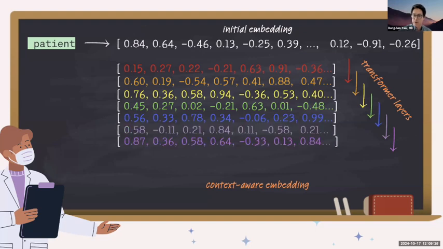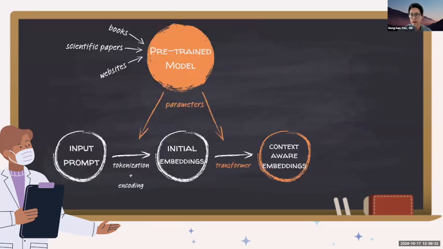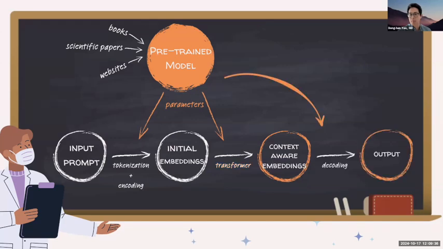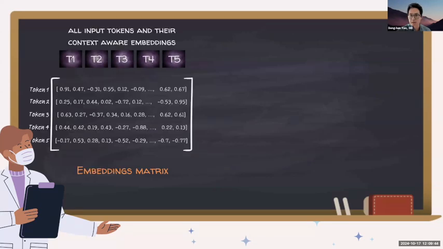And finally, you have at the end what we will call a context-aware embedding. And once we have all of these embeddings for every single token, they get all put back together and turned into an output. And so in the previous step, all of the tokens are transformed into context-aware embeddings, and all of these embeddings are stored in a big matrix of numbers that is known as an embeddings matrix.